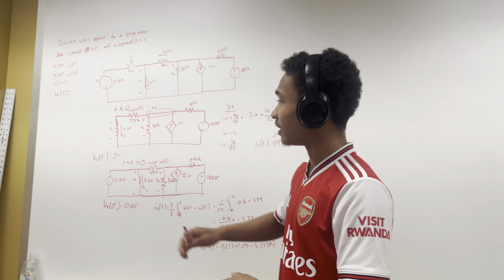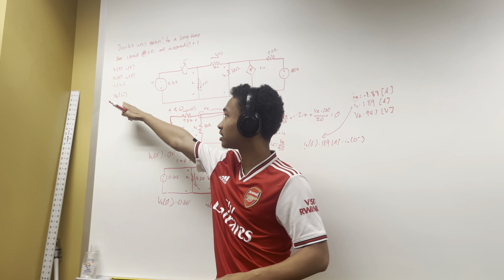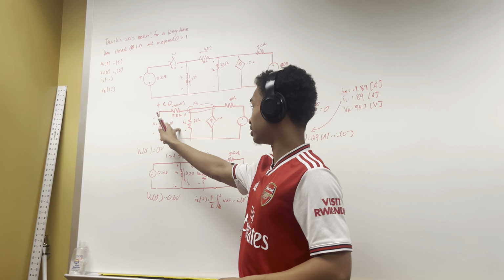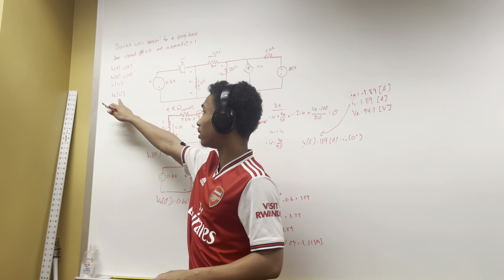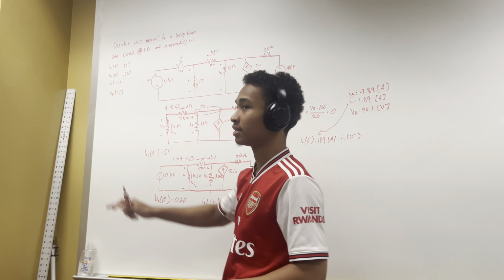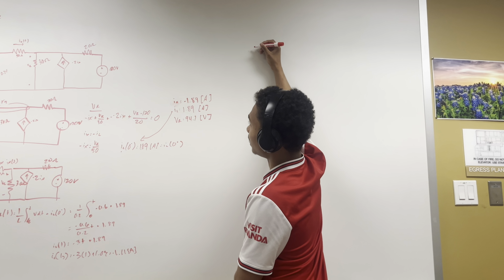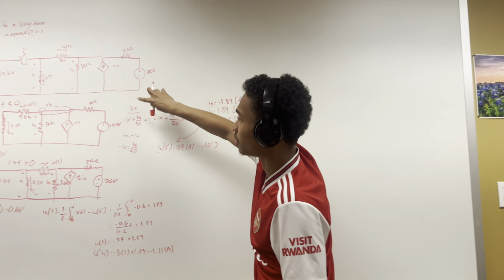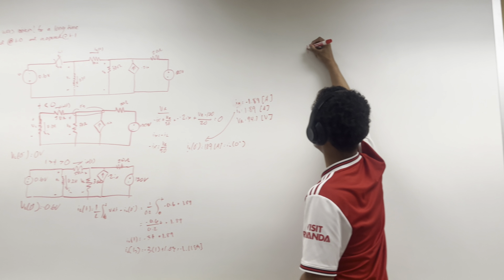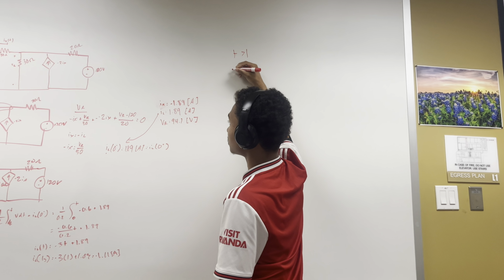Alright, now the final thing we're looking for is the voltage across this resistor right after 1 second. So we'll have to redraw our circuit right after 1 second, and it will just revert back to what we had here.